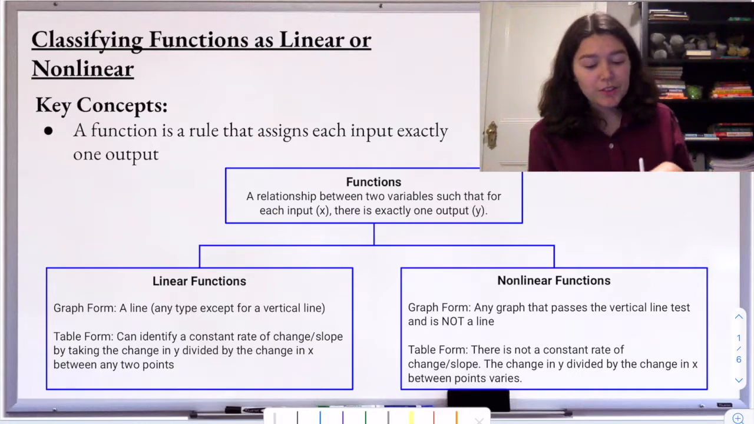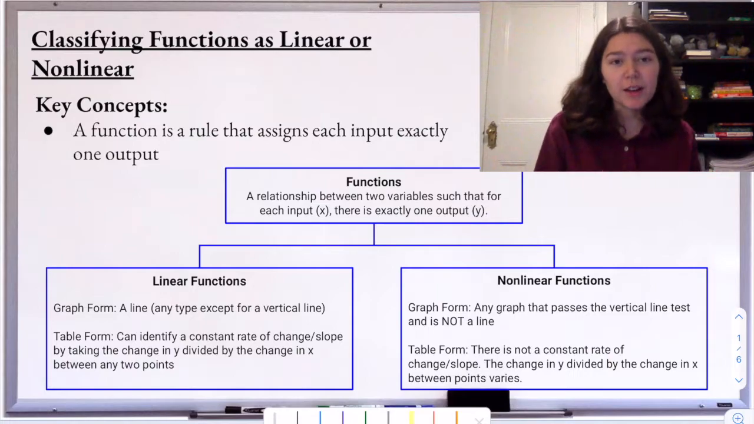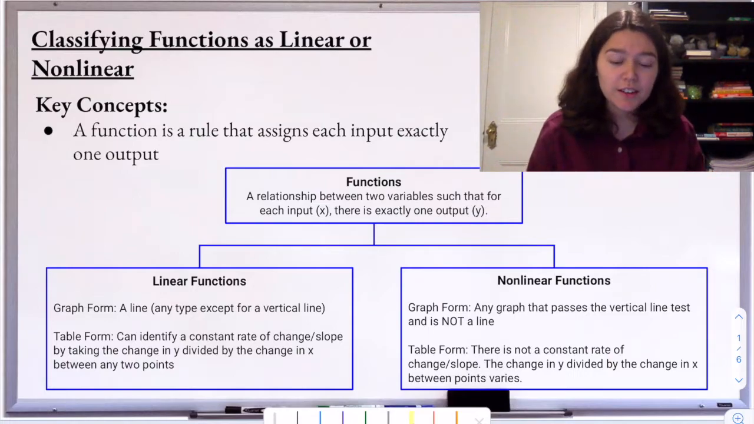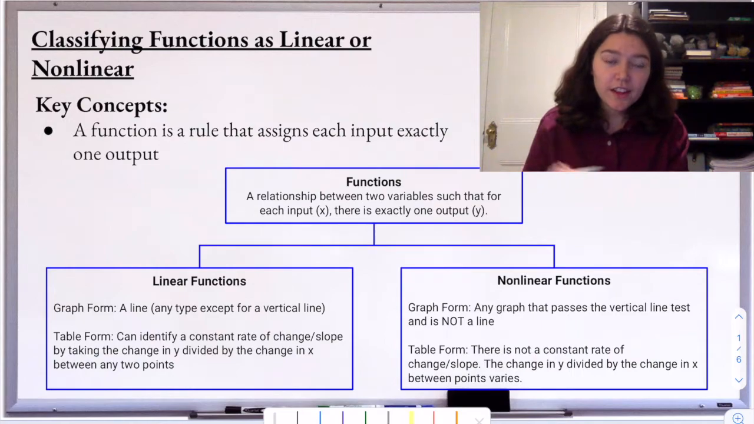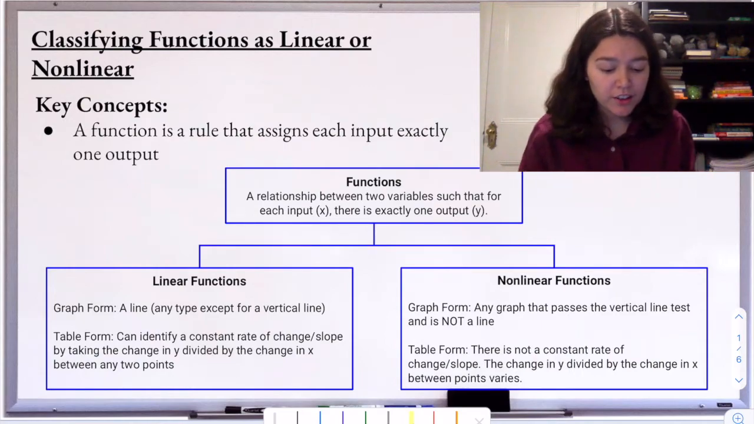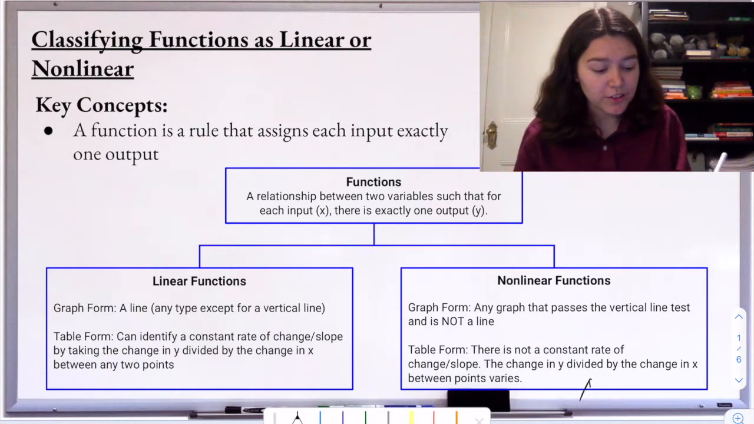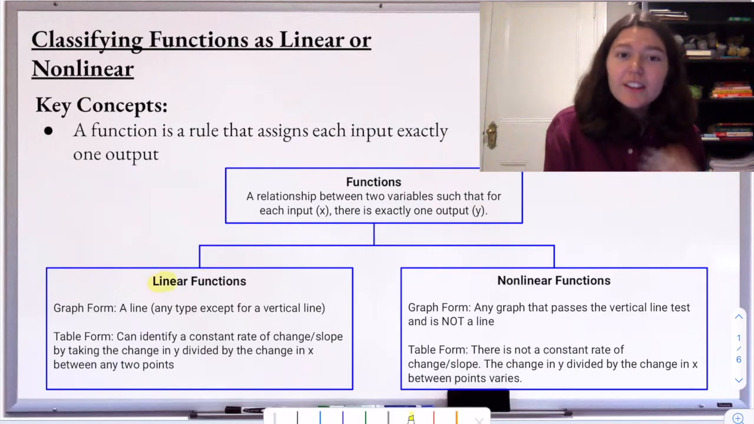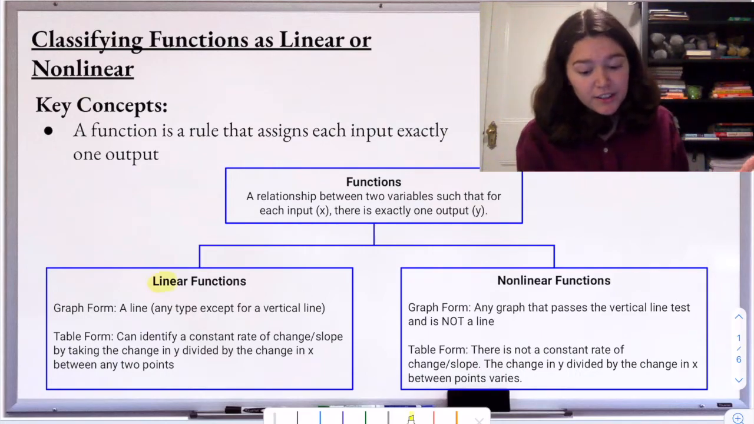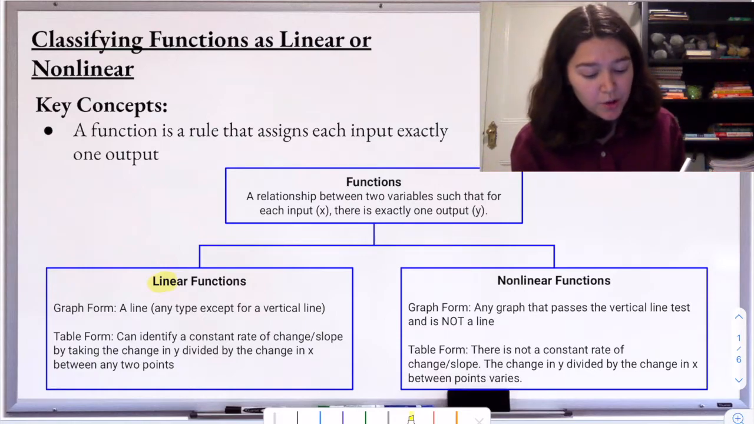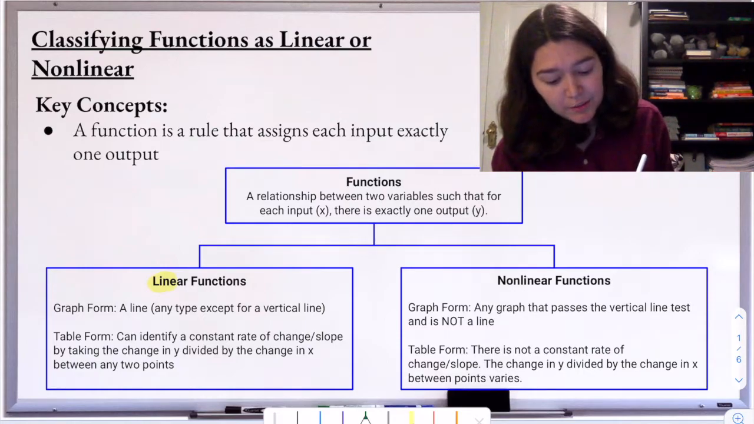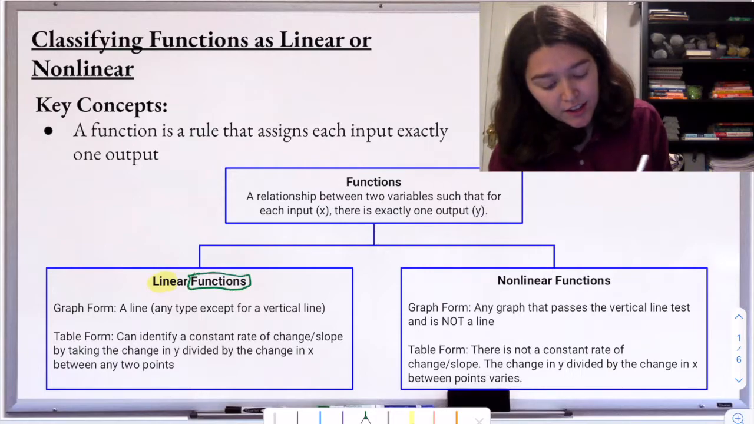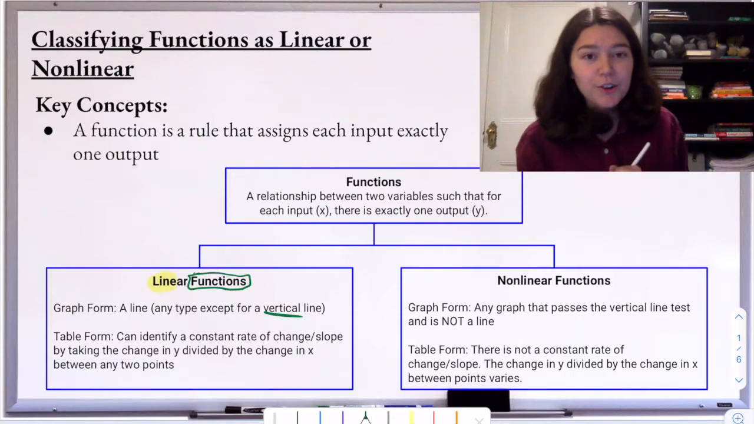Today we're going to be focusing on the two types of functions. So we can split all functions up into linear functions and then nonlinear functions. The nonlinear category you can also subdivide into smaller, different types of functions, which you'll learn in high school, but we're not going to worry about those this year. A linear function looks like a line when we graph it. And one small note: for it to be a linear function, it can be any type of line except for a vertical line.